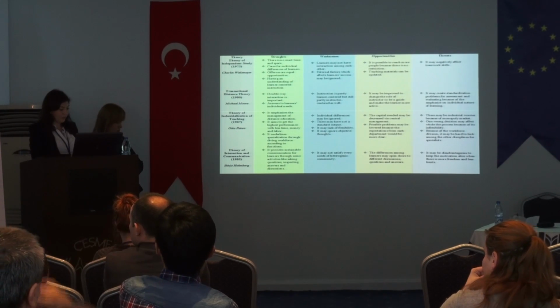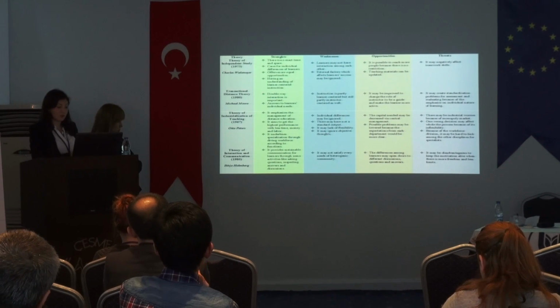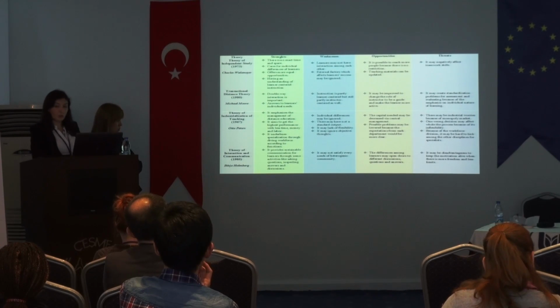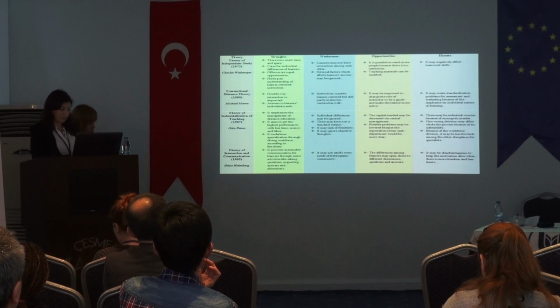And for the theory of interaction and communication from Holmberg, it provides sustainable communication for learners through some activities like asking questions, inspecting answers, and discussions among them. And weaknesses can be, it may not satisfy every need of a heterogeneous community because of individual differences. And differences among learners may open doors to different discussions, questions, and answers. This can be an opportunity for it. It may be disadvantageous to keep the motivation alive when there is more freedom and fewer limits. This could be a threat.